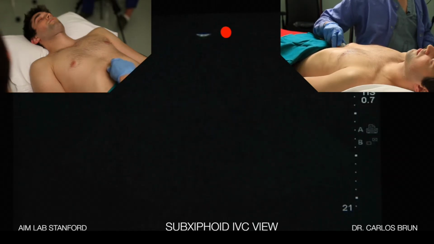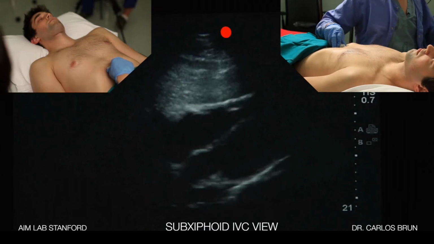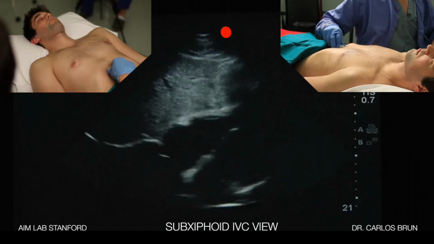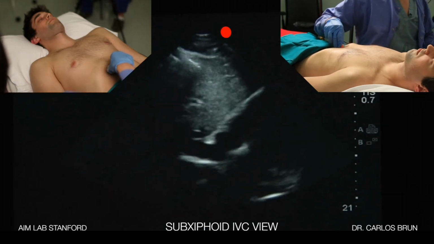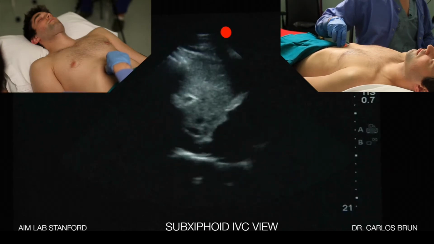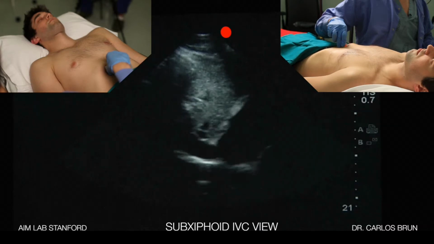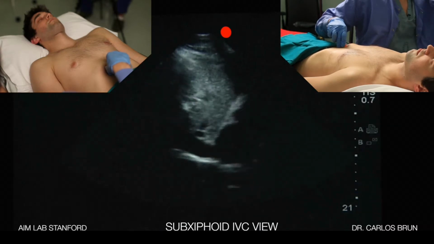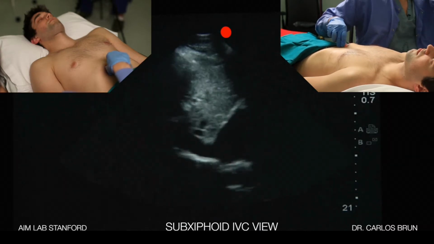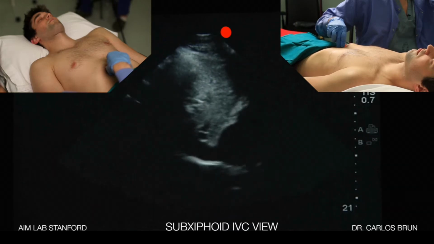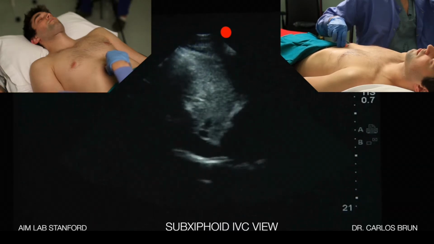to the subxyphoid, use our normal alignments back to home base. We're going to rotate back through. Excellent. So that was faster this time, but still a similar image. You want to measure the IVC size approximately 2 centimeters from the right atriocaval junction to the IVC. So we're not quite seeing all that.